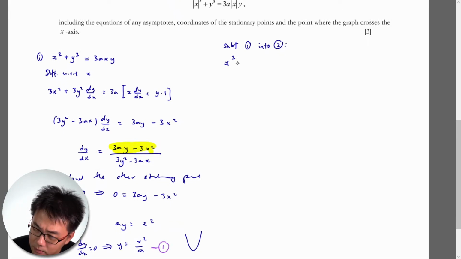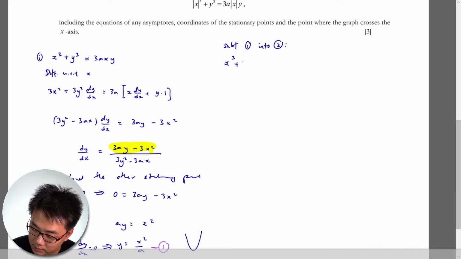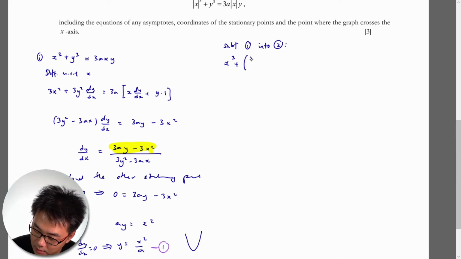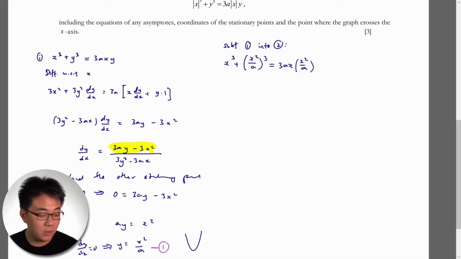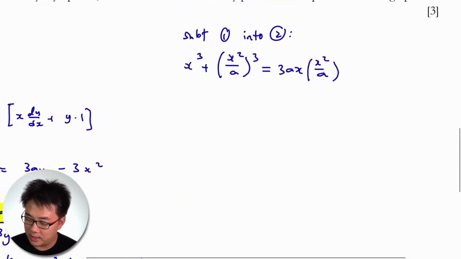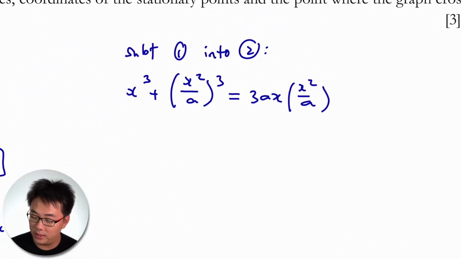X cubed plus y. So this is just a substitution. This is x squared over a cubed equals x cubed over a. Okay, so this is how you do it. What I'm going to do is basically just substitute in and try to solve it. So we try and solve this properly.